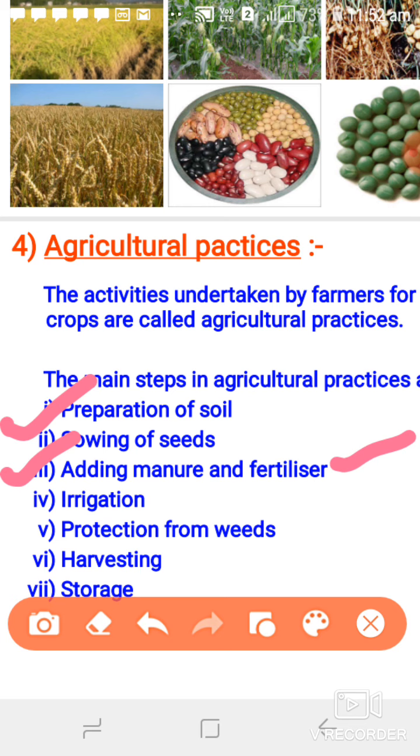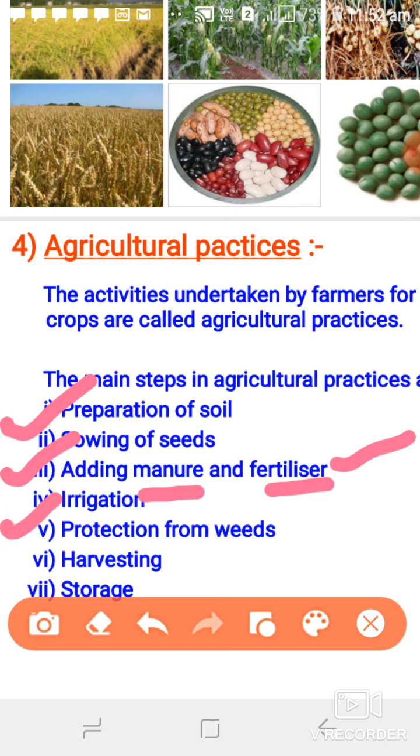After that, the third point according to this, adding manure and fertilizers. As you know, the soil naturally contains different types of nutrients, okay, natural nutrients. But beyond that, the complete growth of plants requires more quantity of manure and fertilizer. So the next step will be manure and fertilizer. Okay, adding of manure and fertilizer.